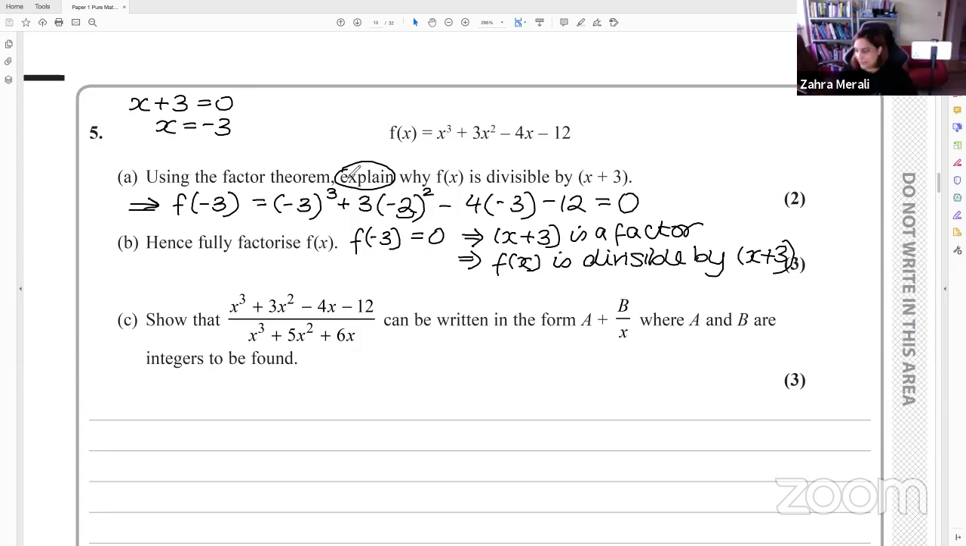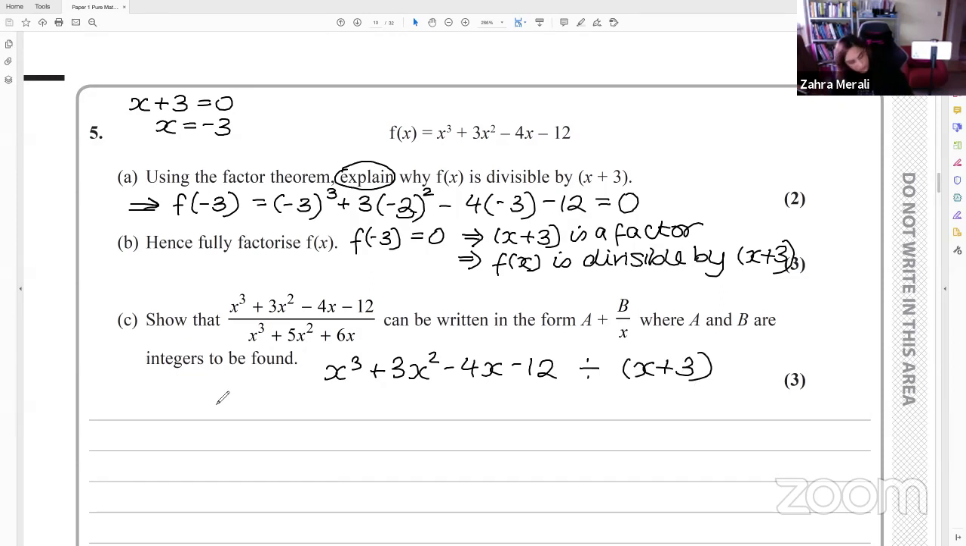Then it says fully factorize. Now, there's a few ways to do this. If you've done this at school, you might have learnt long division. I'm going to show you the method I use, but it's totally up to you and you may have learnt a different method. So if we're going to fully factorize, we're going to take x cubed plus 3x squared minus 4x minus 12, and we want to divide that by x plus 3.